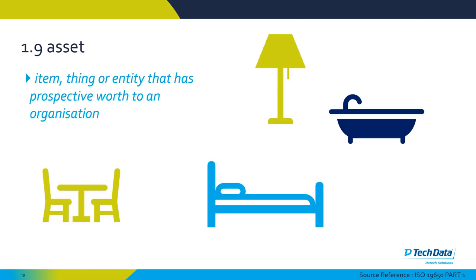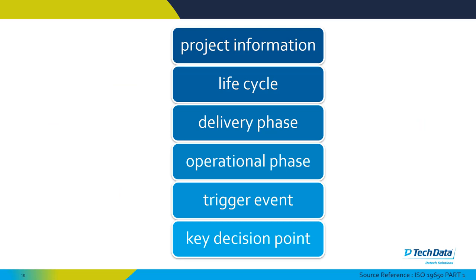You have things called assets, which can be a piece of furniture, an air handling unit, a floor, or stairs. It's anything that's of value to the organization that will be owning or operating the building. Some other terminology you'll come across is project information, life cycle, delivery phase, which is the design and the construction stage, and operational phase, when the building will be in use, and trigger events.